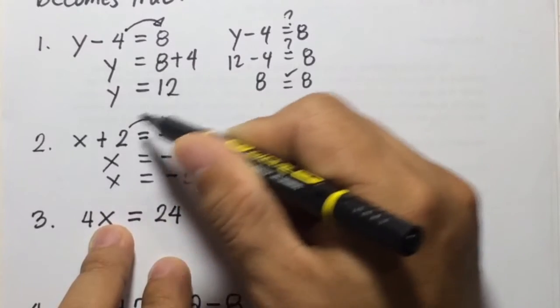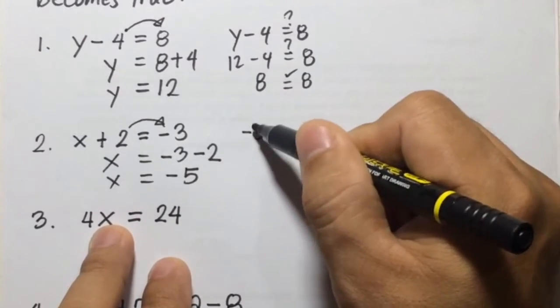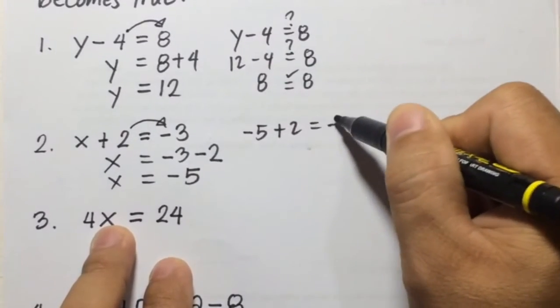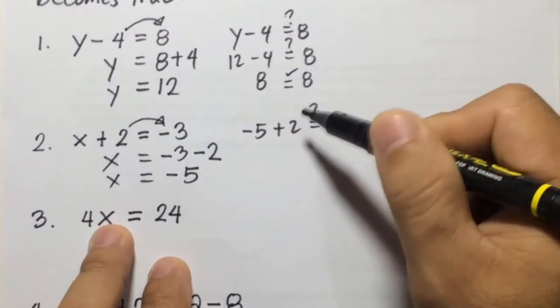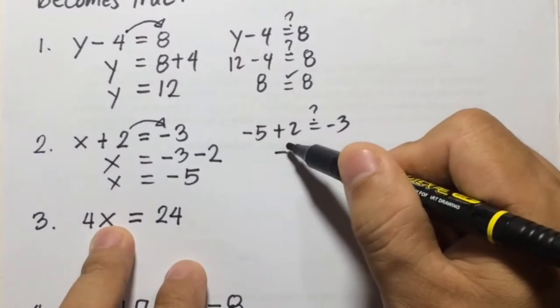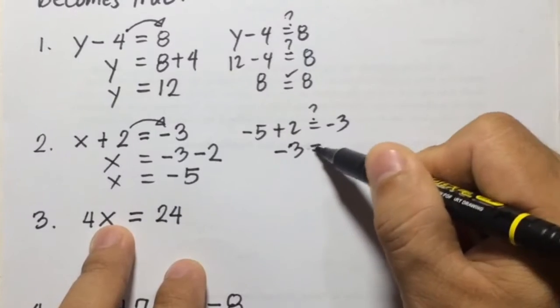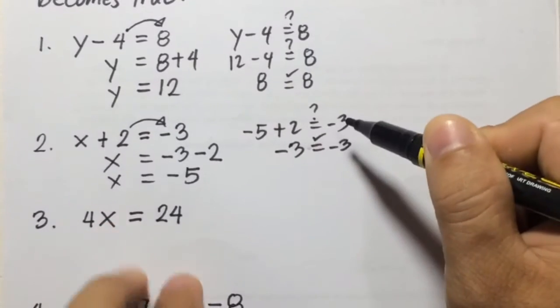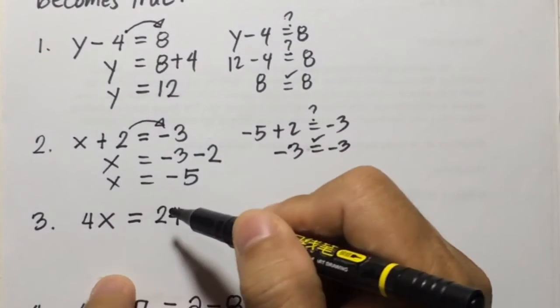Now to check if your answer is correct, we're going to have negative 5 plus 2 equals negative 3. Is it true? So negative 5 plus 2 is negative 3, equals negative 3. Correct. And number 3, 4x equals 24.